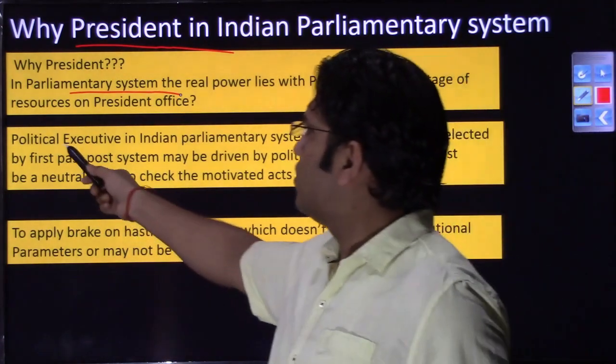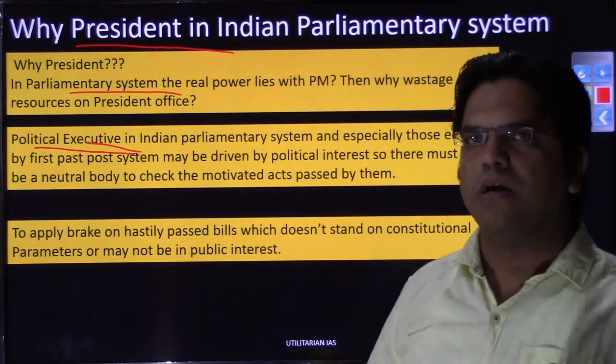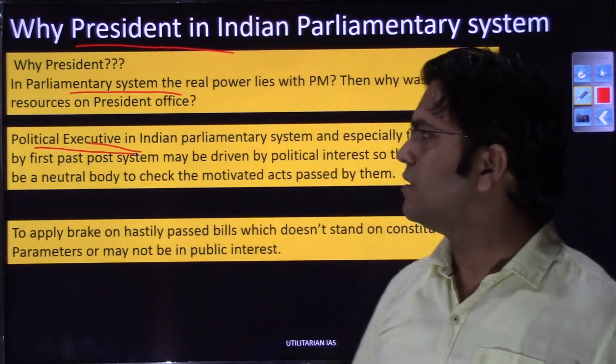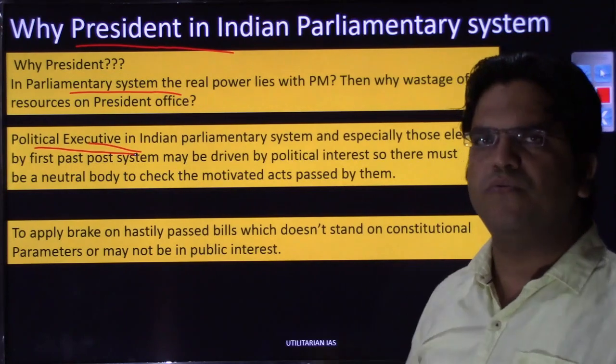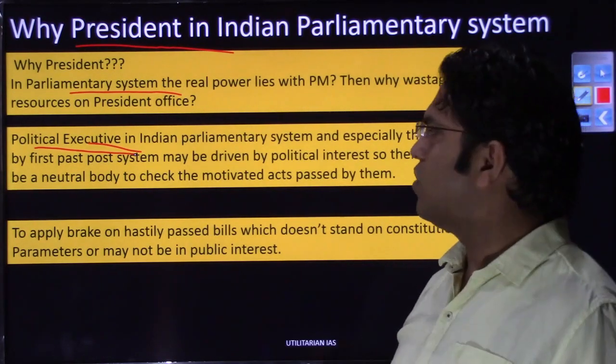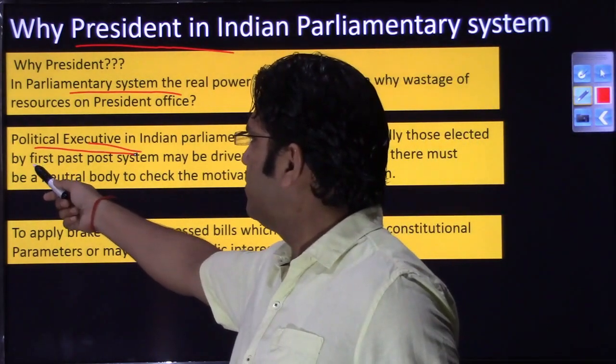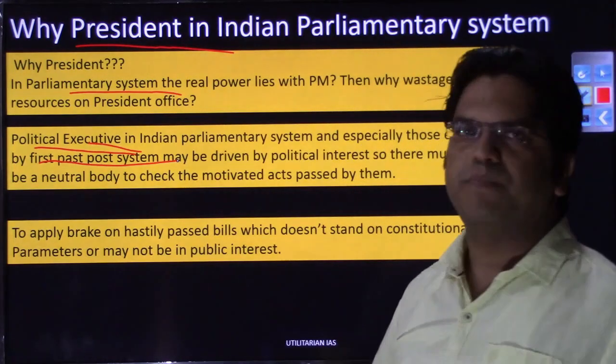So you have something called the political executive. Who are these political executives? Political executives are nothing but the council of ministers, the cabinet ministers, including the Prime Minister. Cabinet ministers are members of parliament. So how do we elect our members of parliament? We elect them through the first past the post system.